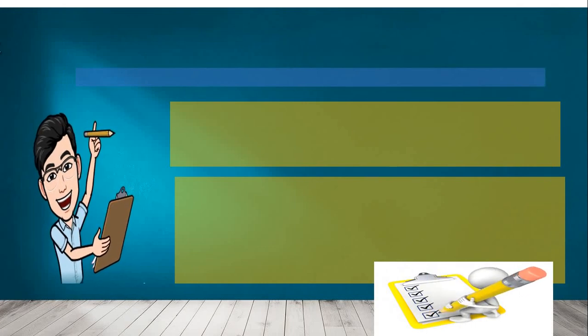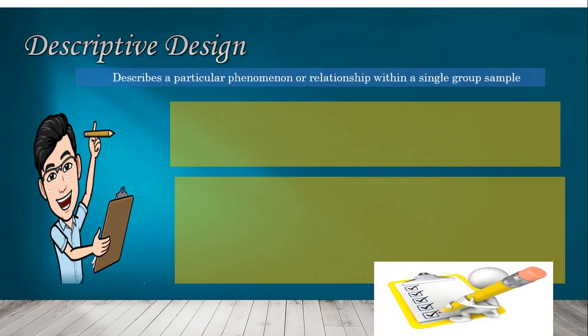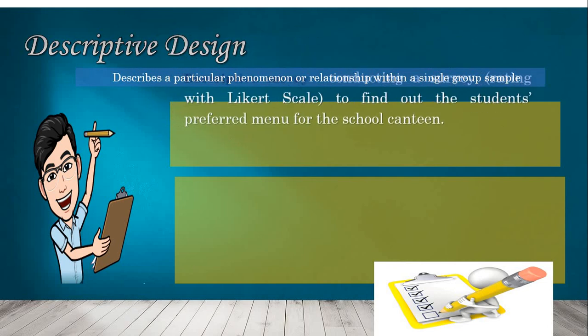First, we have descriptive design. This describes a particular phenomenon or relationship within a single group sample. This cannot be used to explain causations like why. It can only be used to determine who and what, and it also uses basic statistical procedures. And here are the examples.